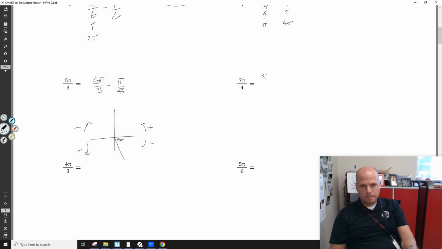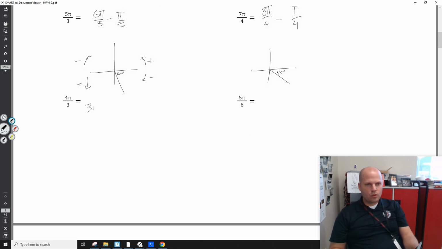7 pi over 4 is 8 pi over 4 minus pi over 4. Go around the circle, subtract 45 degrees. 4 pi over 3 is 3 pi over 3 plus pi over 3. 3 pi over 3 is the same as pi, plus 60 degrees. Boom, this is what we want you to do.